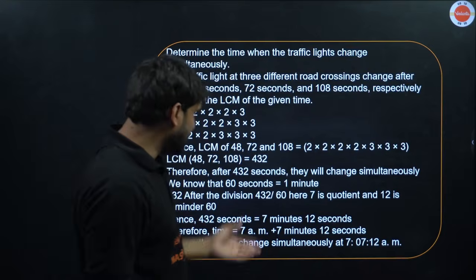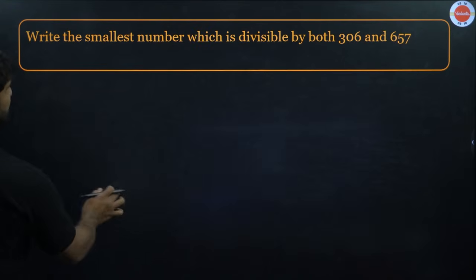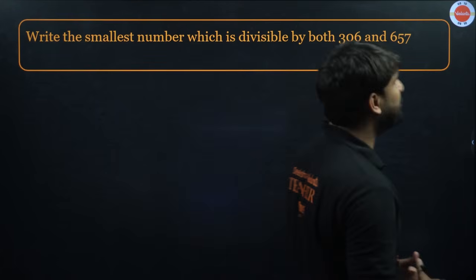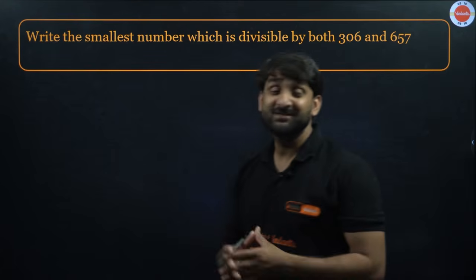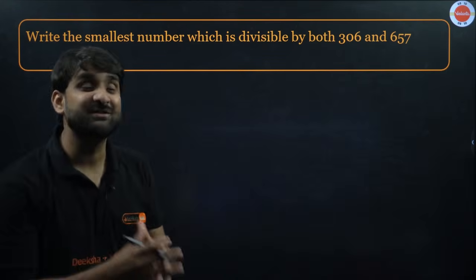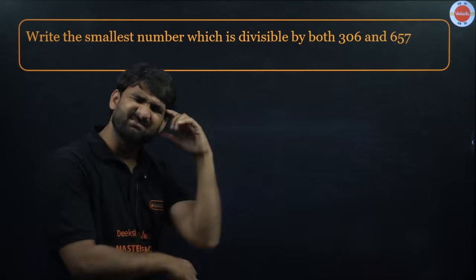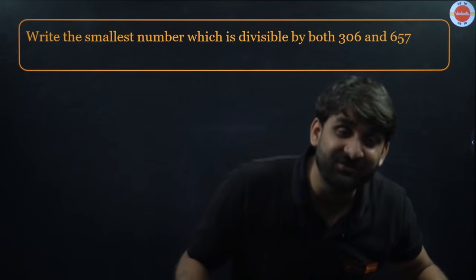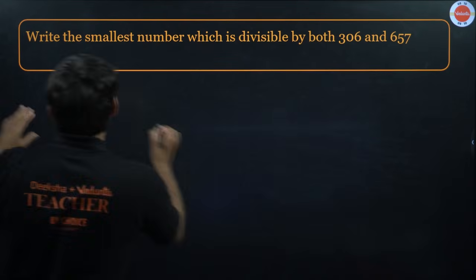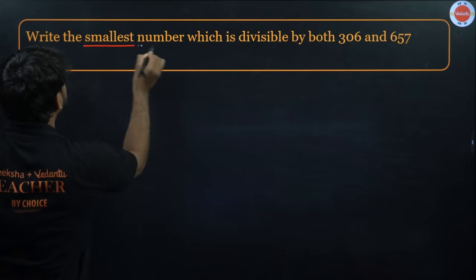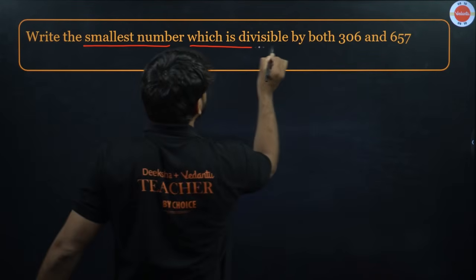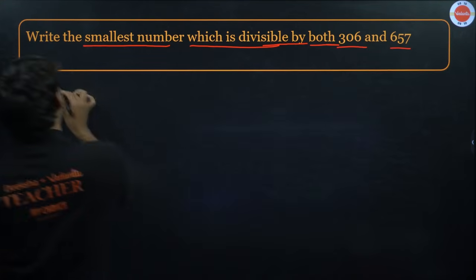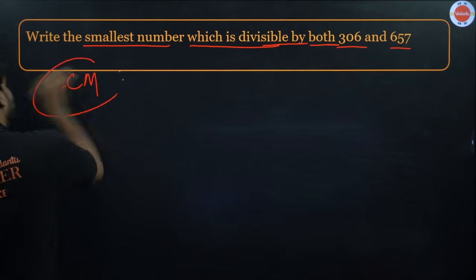Okay, so again same question is given here. LCM, we are finding LCM. Write the smallest number which is divisible by both 306 and 657. The smallest number which is divisible by both this and this. It means that what? What we want to find out here? Find the smallest number which is divisible by this and this. So it means that we have to find out LCM, champion.